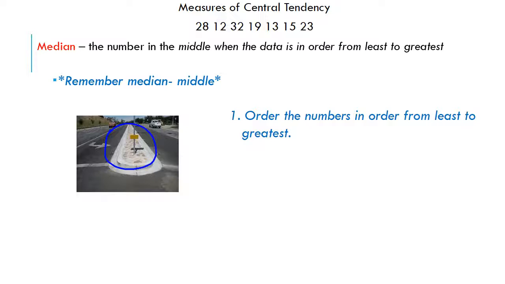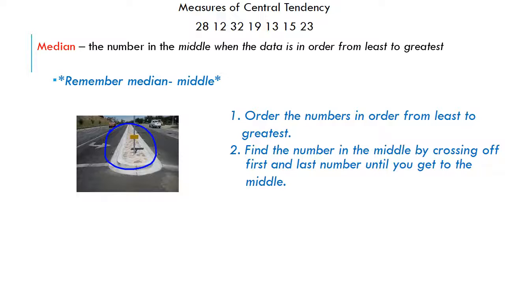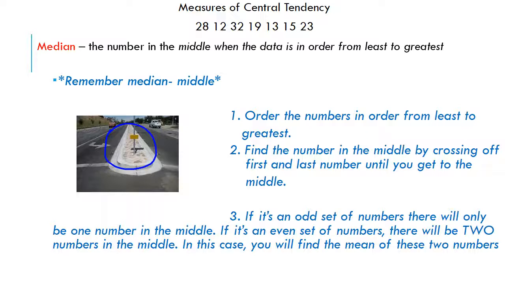So to find the median, the first thing you need to do is order the numbers from least to greatest. Then you find the number in the middle by crossing off the first and last number until you get to the middle. One thing that can be tricky about medians is that if it's an odd set of numbers, there will only be one number in the middle, but if it's an even set of numbers, there will be 2 numbers in the middle. In this case, you will find the mean of those 2 numbers in order to find your median.